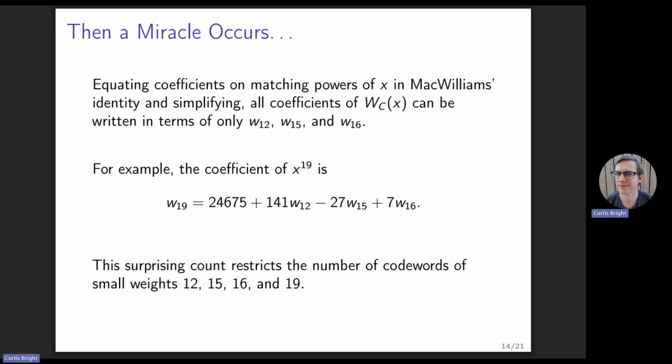You equate the coefficients, and you actually go from 22 unknowns down to just 3. It's amazing. Every coefficient in this weight enumerator is totally determined in terms of the first 3, W12, W15, and W16. For example, the coefficient of x to the 19, which is the number of vectors of weight 19, is exactly this expression right here. So this is a very careful count of the vectors of weight 19 in terms of the vectors of weights 12, 15, and 16. Why these coefficients are in this expression, I have no idea. It comes out of the MacWilliams identity. So you get this amazing identity that we're going to use to continue on with the proof. Essentially, it's a very restrictive condition on the number of vectors of small weight. At this point, things take a bit of a turn.